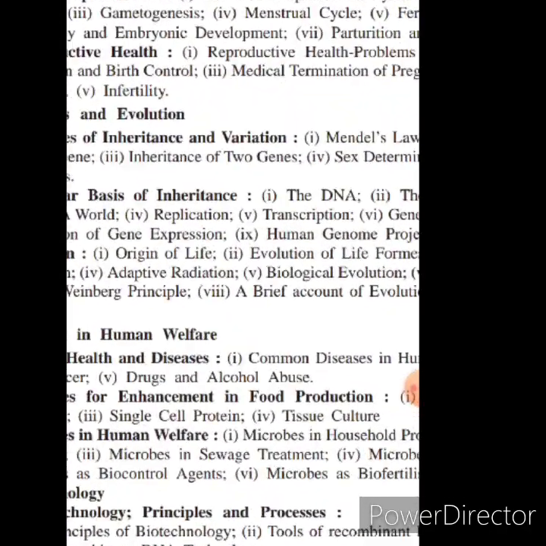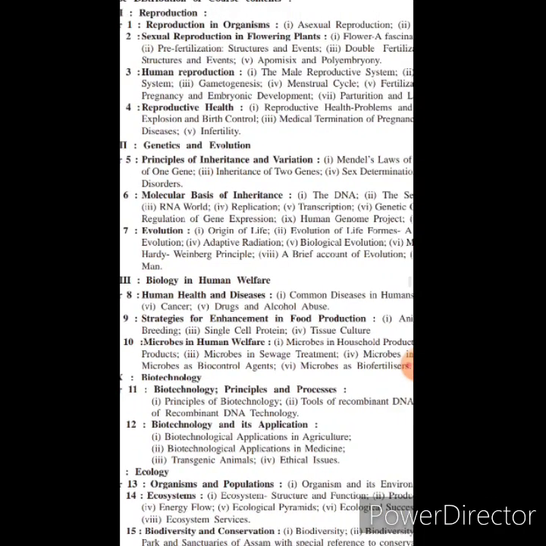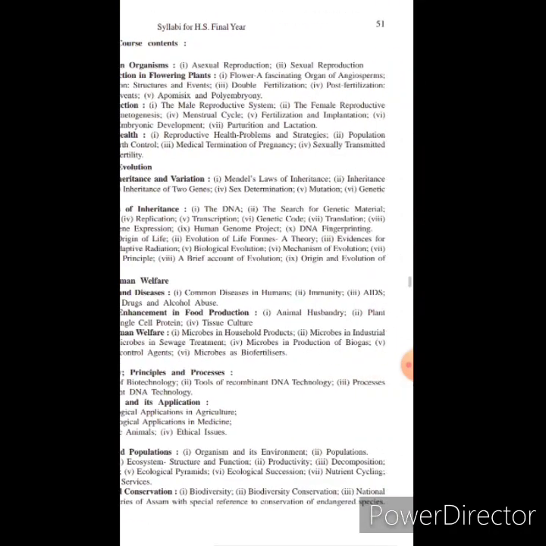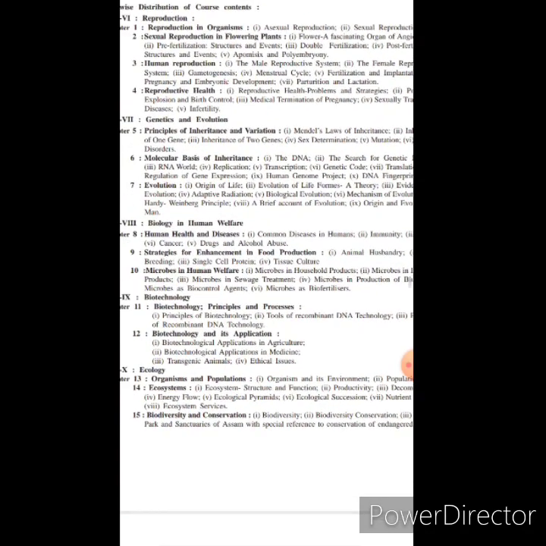that is apomixis, polyembryony. Then the human reproduction and reproductive health chapter is in your zoology syllabus. It is also a very important chapter. These are also very important chapters, and I think these are very complicated chapters for you. And reproductive health is also important. We will discuss these chapters with you.